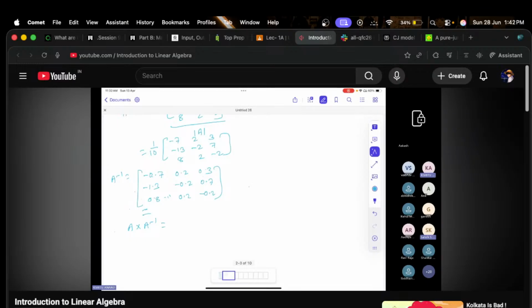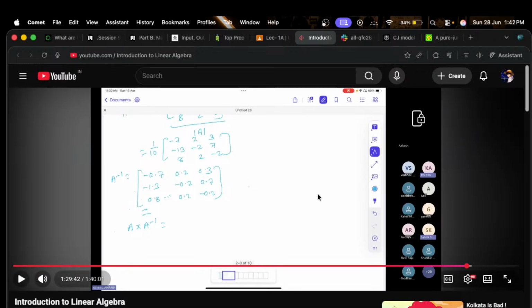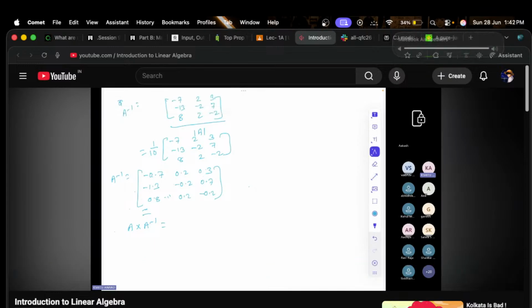Once we have found the cofactor matrix of A, we need to take the transpose and put it in the numerator. Then we need to divide it by the determinant, and then just do the scalar multiplication. You get the inverse of A. So the current activity that I have set is to find what A into A inverse is. So multiply A with A inverse and tell me what you are getting.